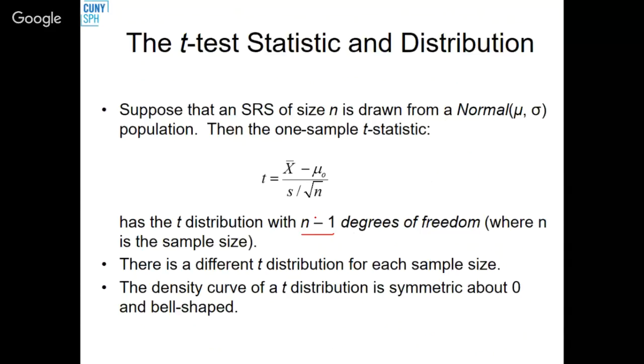So it's a little more complicated than the z-test, and when we were doing this with the normal distribution, because there's a different t distribution for each sample size. But the density curve of this distribution looks kind of similar to the normal. It's also symmetric about 0, and it's also bell-shaped.